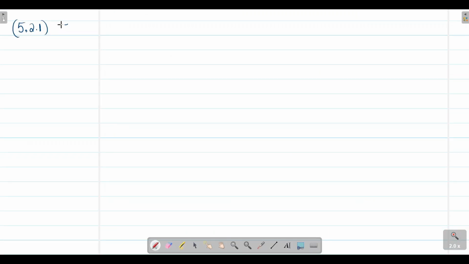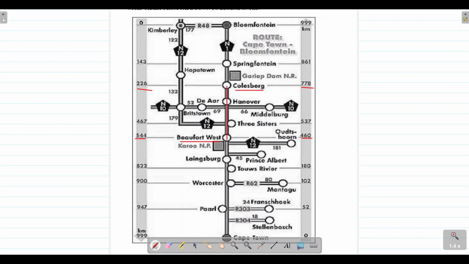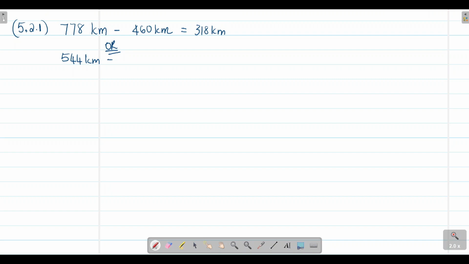I'm going to take 778 kilometers minus 460 kilometers. If you punch that into your calculator, you'll get that the distance between these two towns is 318 kilometers. Or you could just say 544 kilometers minus 226 kilometers. If you punch that into a calculator, you'll still get the same distance of 318 kilometers. So either one of these answers will be accepted.